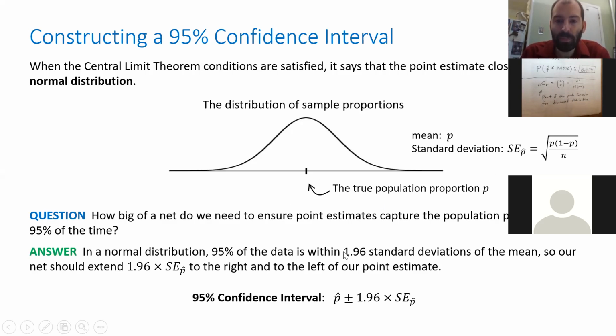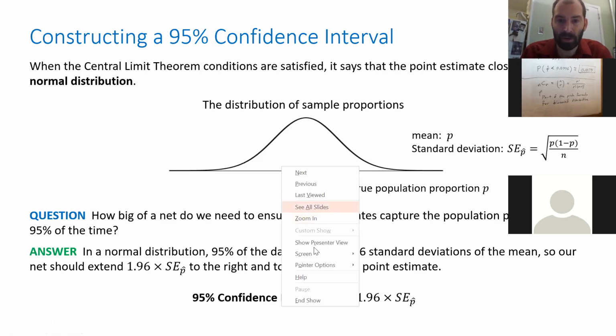Okay. Where did this 1.96 come from? Well, we're saying that 95% of the data is within that many units of the mean. Well, that means that 5% is outside of that range, which means that 2.5%, half of that, is to the left, and 2.5% is to the right. So let me just show you in StatCrunch how you come up with that number.